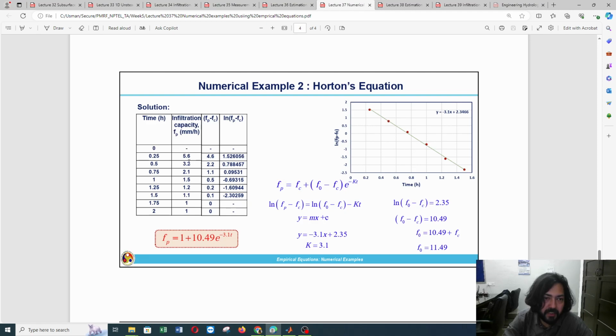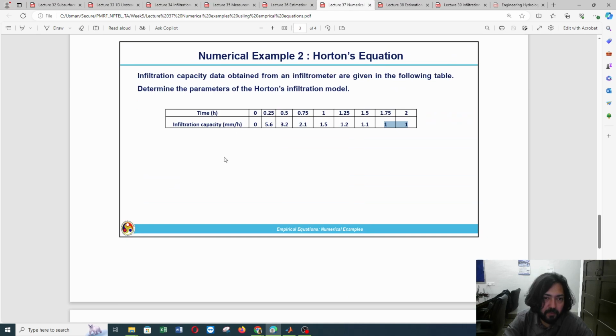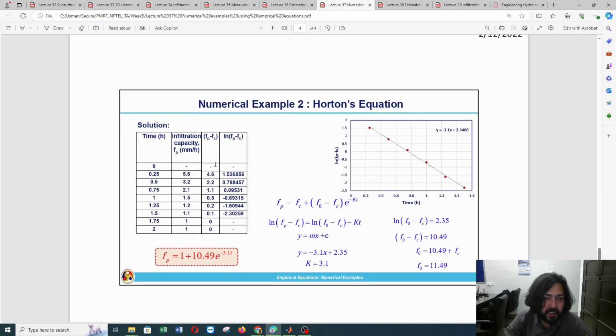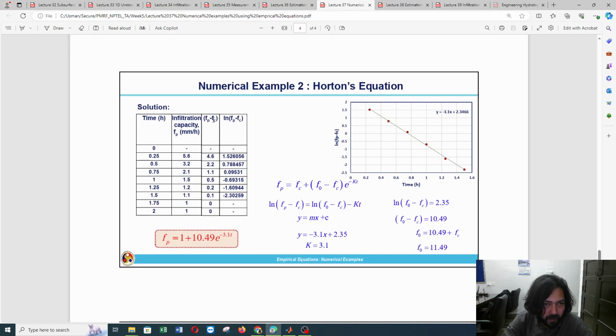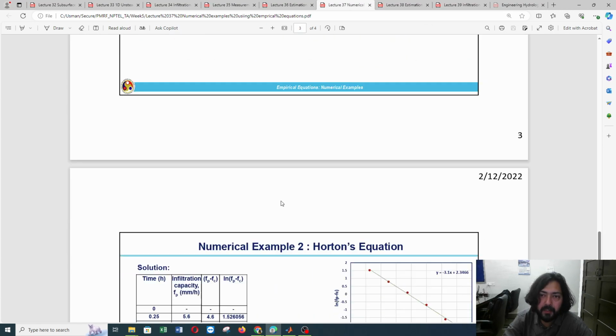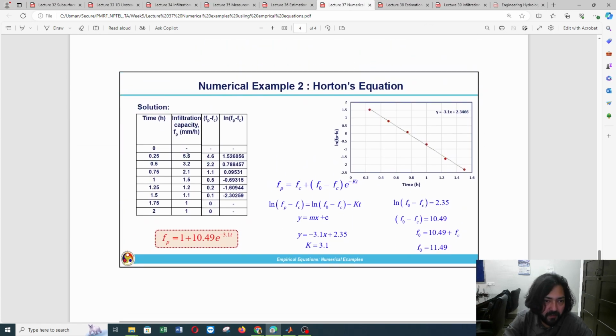The infiltration capacity they have given to us, fp. So we need to calculate fp minus fc. How are we going to do that? We need to calculate fc. From the table itself we know fc is nothing but 1. So we simply do 5.6 minus 1, and it gives us the value of 4.6.